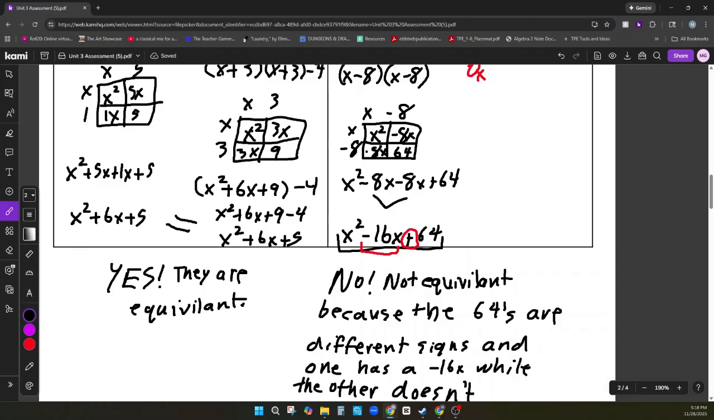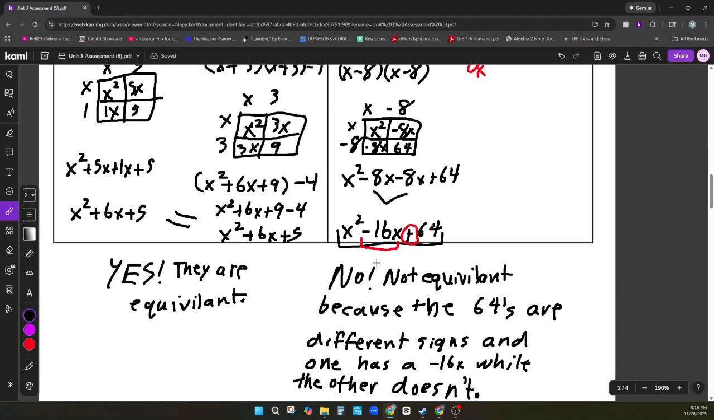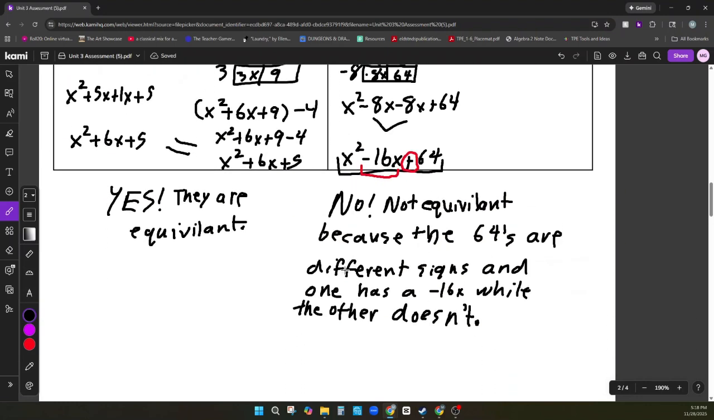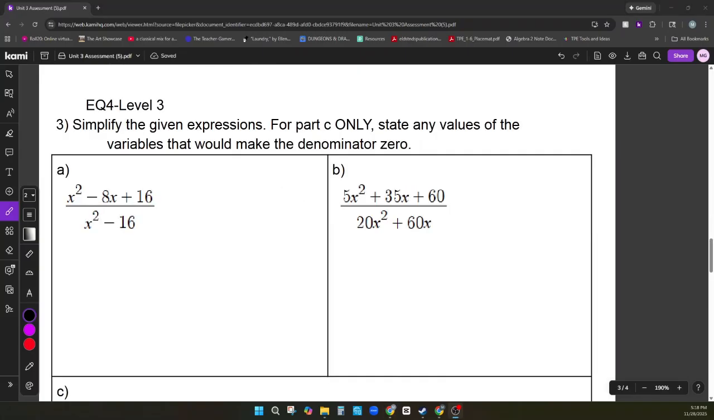So long as your explanation looks something akin to this, or you circle the parts that are different, I will give you credit. But this is going to cover number two, A and B for our unit assessment. That tackles number two. Looking at problem three, it reads, simplify the given expressions. For part C only, state any values of the variables that would make the denominator zero.